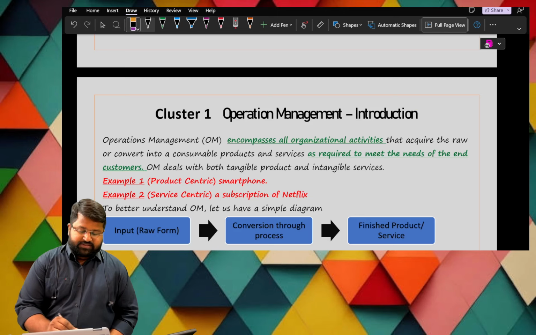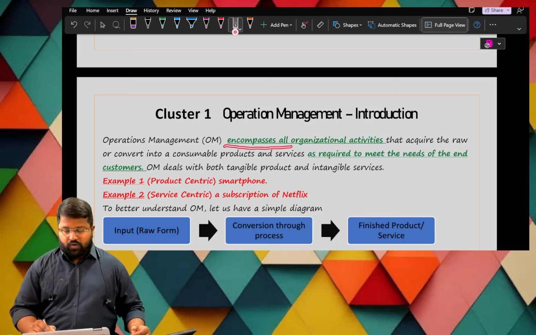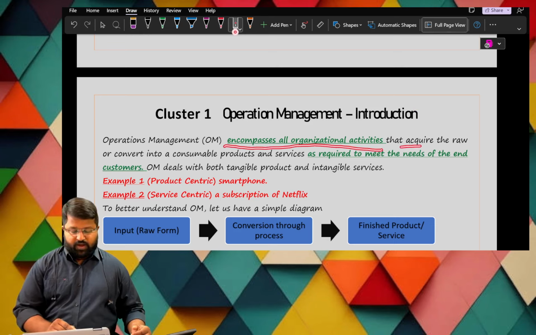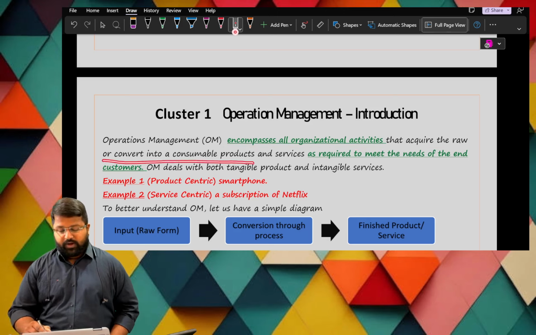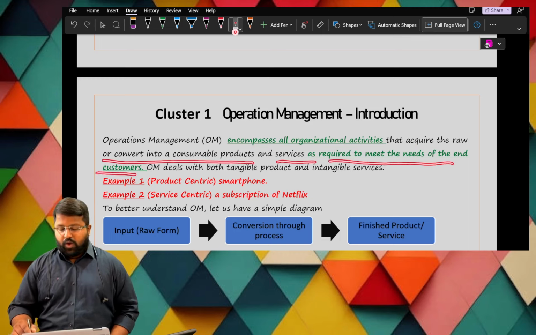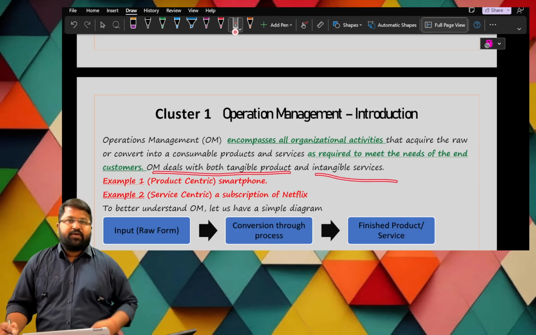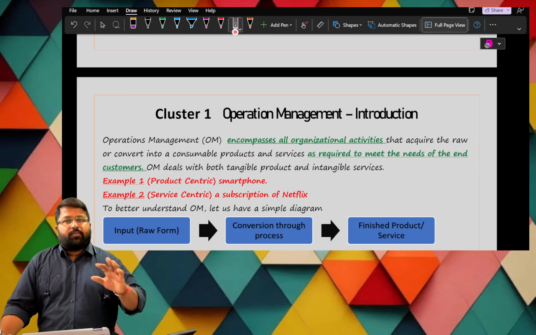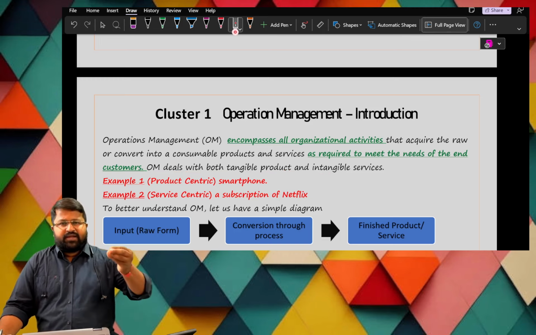So what is operations management? Operations management can encompass all the organizational activities that require the raw material or convert into consumer products and services as required to meet the needs of end customers. OM deals with tangible products and intangible services. So operations management is nothing but managing the operations in layman term.